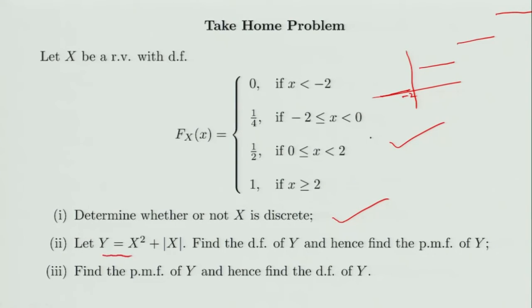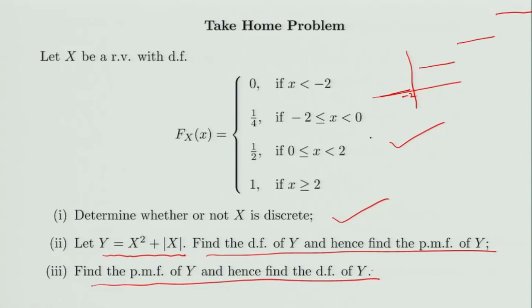Now I define another random variable, which is Y equal to X squared plus mod of X. Find the distribution function of Y and hence the PMF of Y. In the next part, first you find the PMF of Y and hence find the distribution function of Y. Now, a similar example we did earlier, so doing this should not be a difficult exercise.